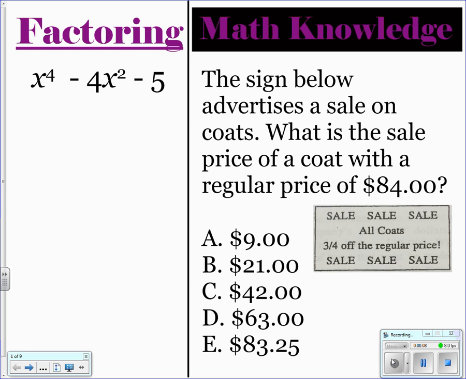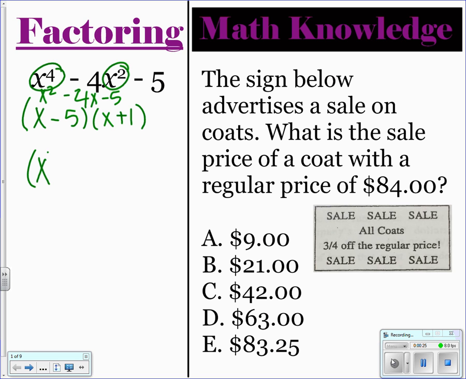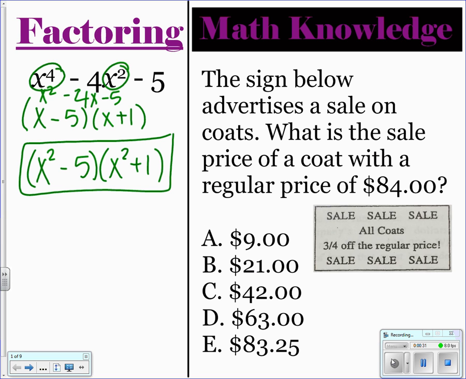So for this factoring, x squared minus 4x minus 5 would factor as x minus 5 times x plus 1. But since we have an x to the fourth and an x squared, it's actually going to be x squared minus 5 times x squared plus 1. And so that would be your answer for your factoring.